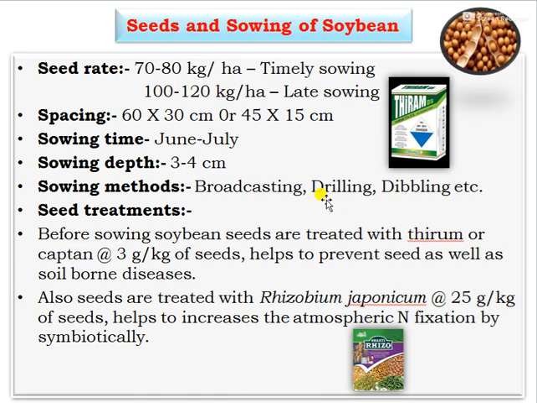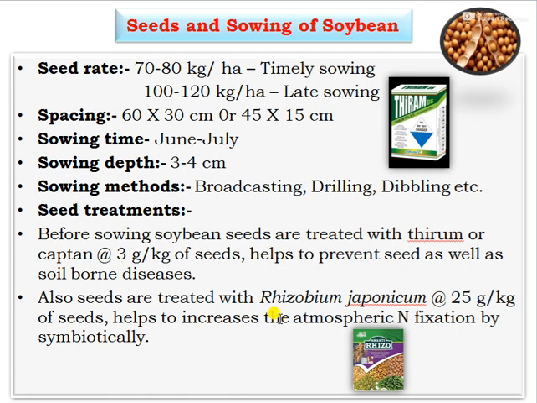Then seed treatment. Before sowing, soybean seeds are treated with a fungicide like Thiram or Captan at the rate of 3 gram per kg of seeds. It helps to prevent seed as well as soil-borne diseases. Also, seeds are treated with Rhizobium japonicum. This is an important strain, isolated from the root nodules of the soybean.